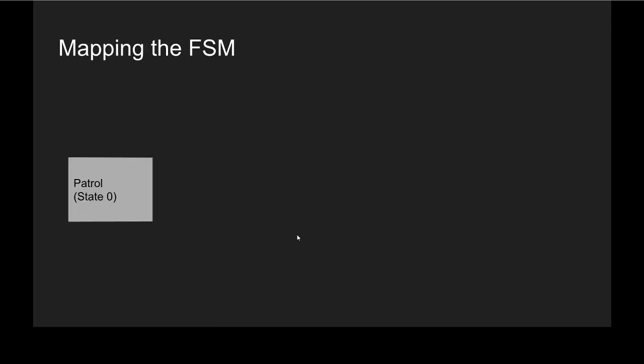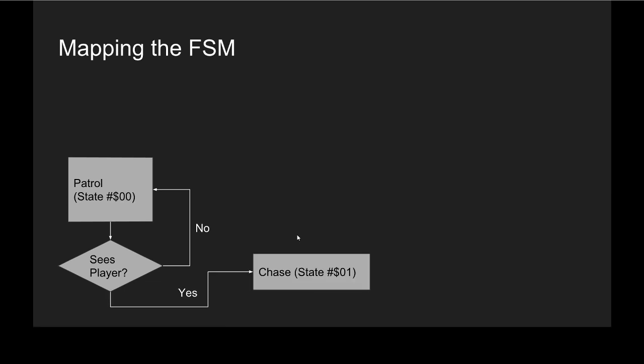So we begin mapping the FSM. As said, we start out with a patrol state. Fairly simple, self-explanatory. The guard just goes from point A to B to C, looking for the player. So the first thing is, while the guard is doing this patrol, we ask ourselves, can they see the player? If no, we go right back to patrolling. If yes, however, we begin chasing, which is the next state.